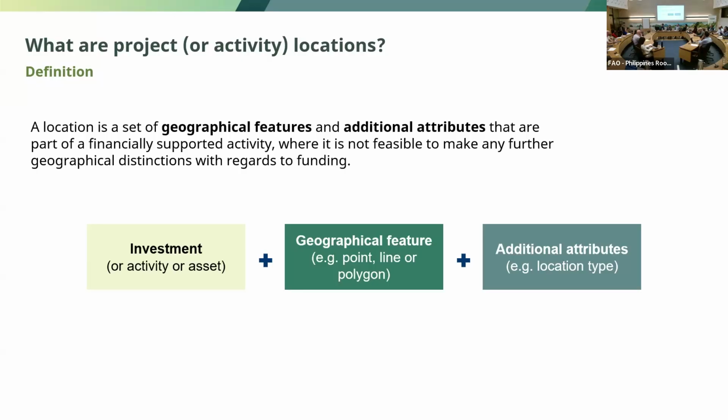Here we're trying to define what this is. We define it as a set of geographical features and additional attributes that are part of a financially supported activity where it is not feasible to make any further geographical distinctions with regards to funding. There are 3 elements. Basically, we have the activity or investment, the action, plus the geographical feature, which could be point, line, or polygon, plus the additional attributes, such as when the activity was completed, if it has been completed, or the cost, for example.